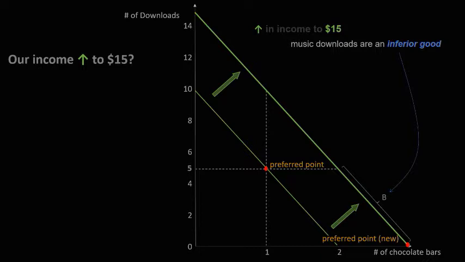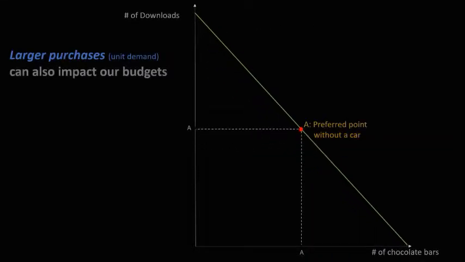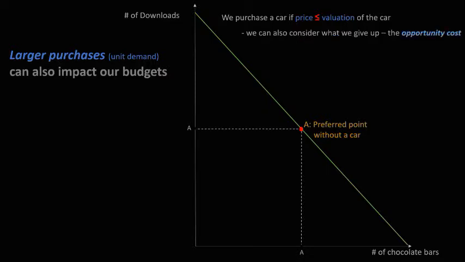Now let's use our budget line in another example. Suppose we're considering purchasing a car. A car is an example of a unit demand and it's a large purchase. If we buy a car, that may influence the number of downloads and chocolate bars we can have. Previously we discussed that the decision to buy a car would be made if the price of the car is less than or equal to our valuation, which is our willingness to pay for the car. At the same time, we must also consider the opportunity cost of the car. What about all the other goods and services I'm going to have to give up because now I'm allocating money towards a car?